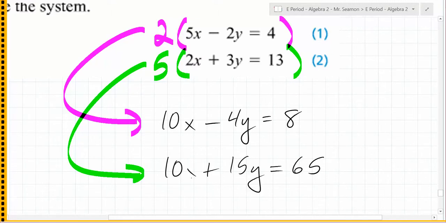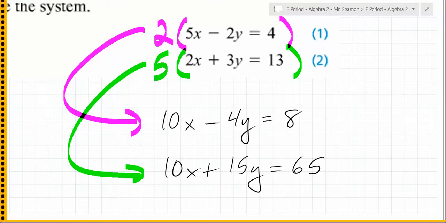Are any of those coefficient pairs opposites? Is 10 the opposite of 10? No. Is negative 4 the opposite of 15? No. So we almost got there. How were we almost close? We have 10 and 10. Is that pretty close? Yeah. We want one of those 10s to be a negative 10.